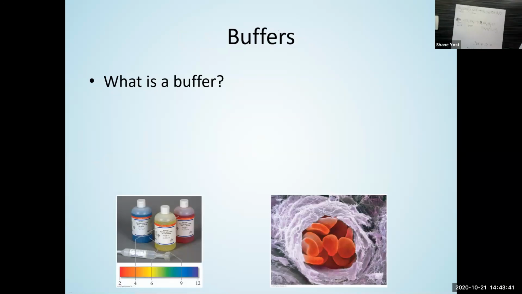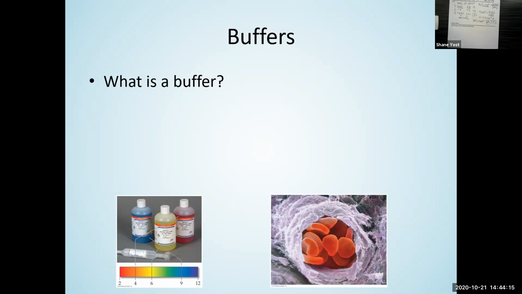So everything we've been talking about is alluding to a buffer solution. Anyone want to tell me what a buffer solution is, how you might describe it? Yep, a strong acid with a weak base, or a strong base with a weak acid. Yeah, so you can make a buffer solution by combining a weak acid with a strong base or a weak base with a strong acid.